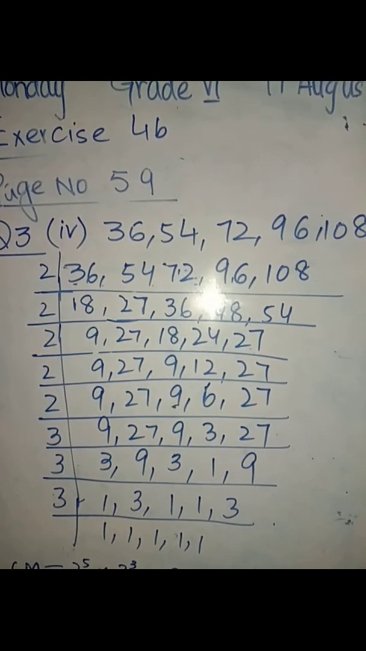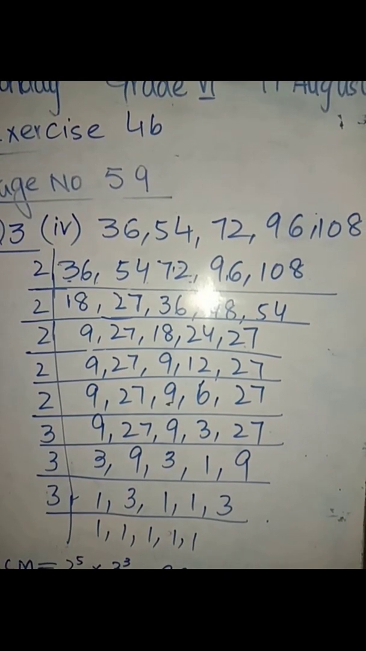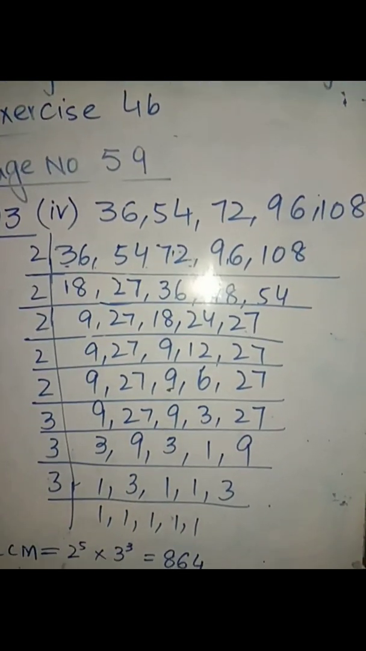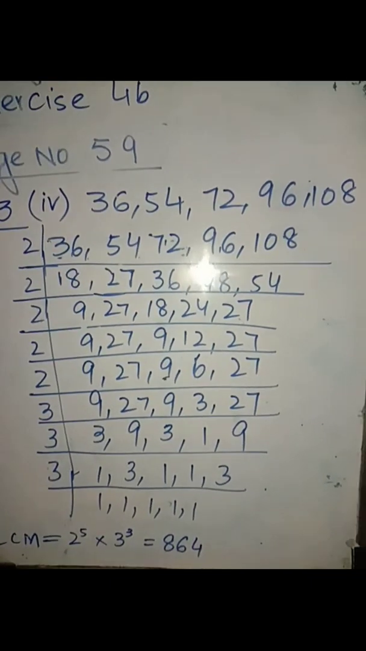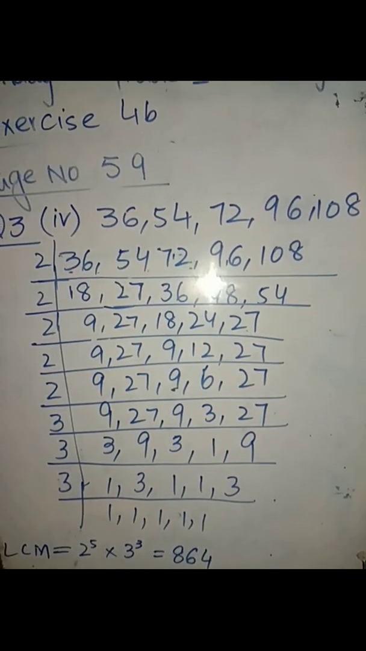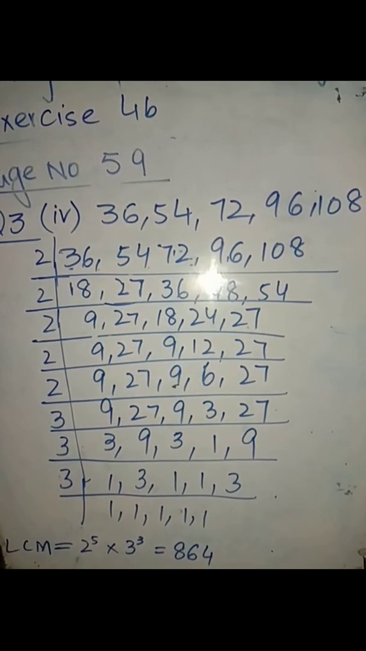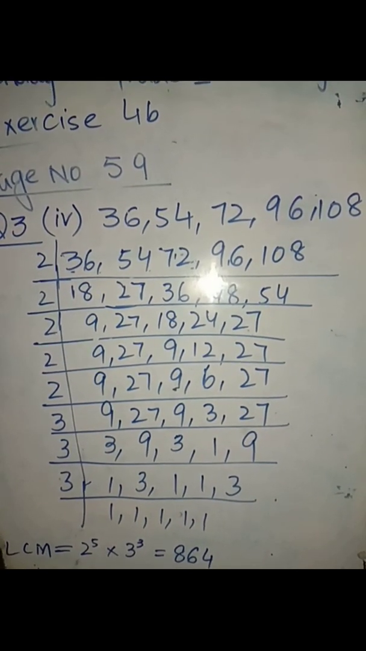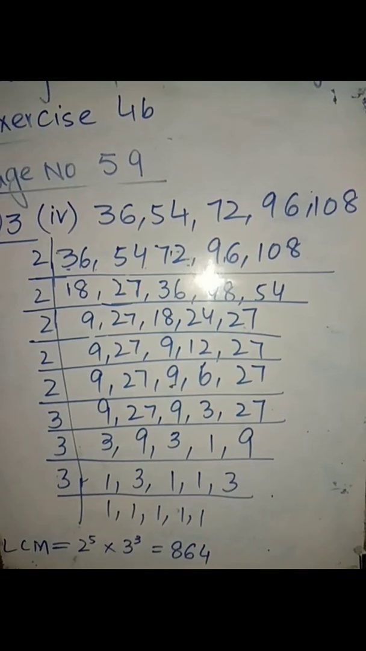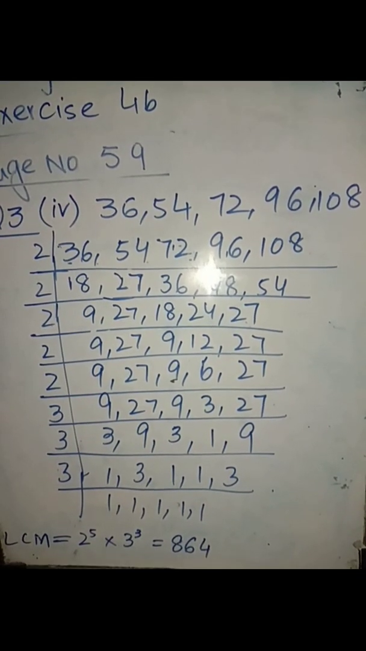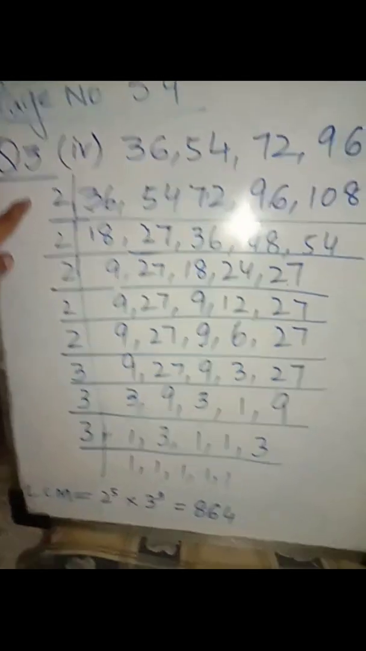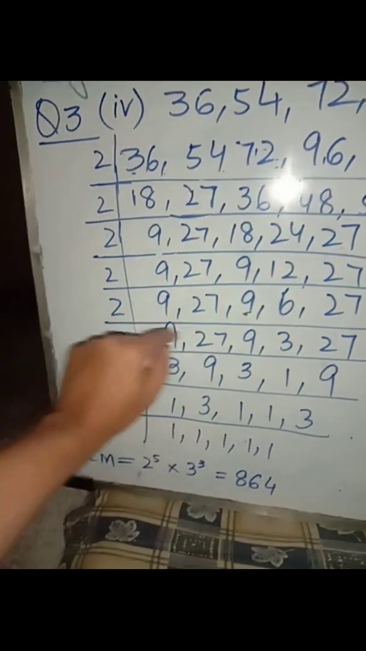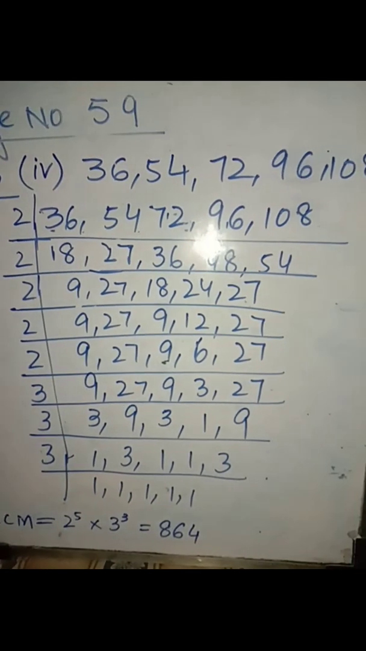Student, now we have question number 3, part number 4. We have 36, 54, 72, 96 and 108. You have to find out the common prime factorization of all these numbers. You have to start with the least number, which means you have to start with 2, and whenever a number comes that is a multiple of 2, you continue that table, 2 2 2 2 2, till we do not have any single factor for 2.